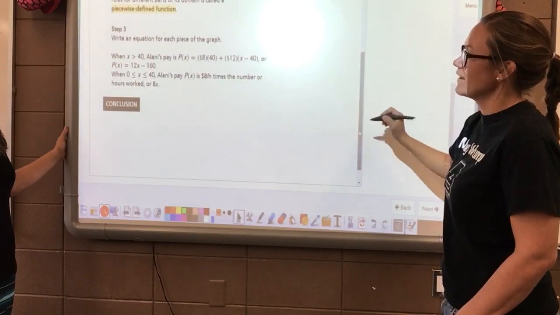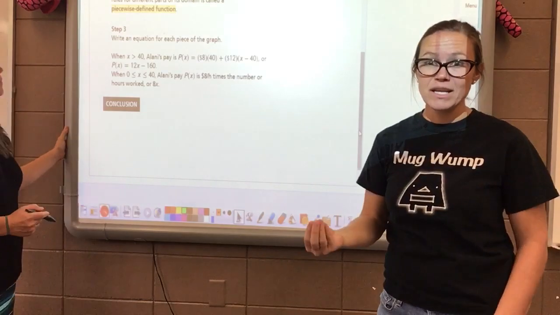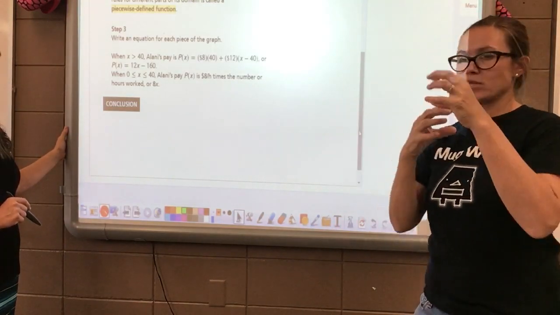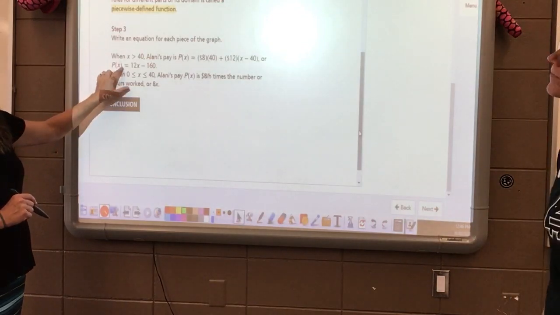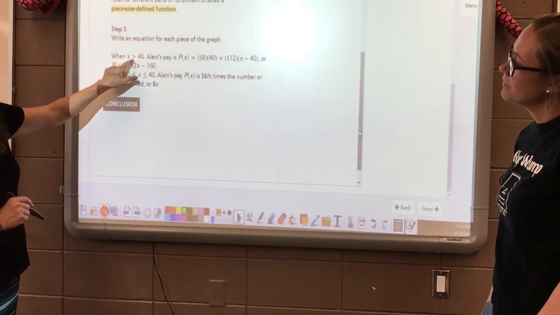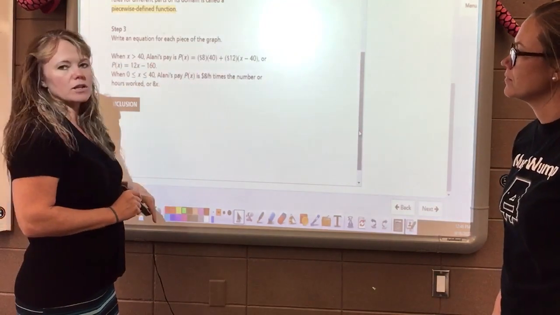All right, so we need to write an equation. And this might be the intimidating part, but don't let it intimidate you. Just kind of think of it in chunks. So the first part, write an equation for each piece of the graph. So when x is greater than 40, we know that she's getting $12 per hour.